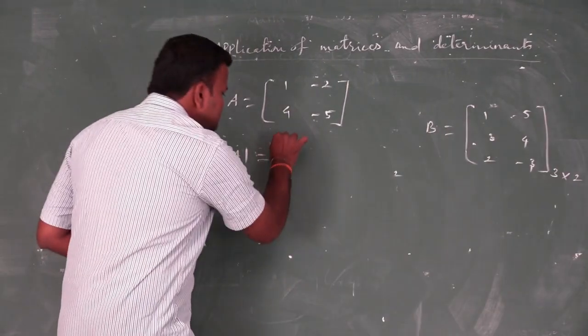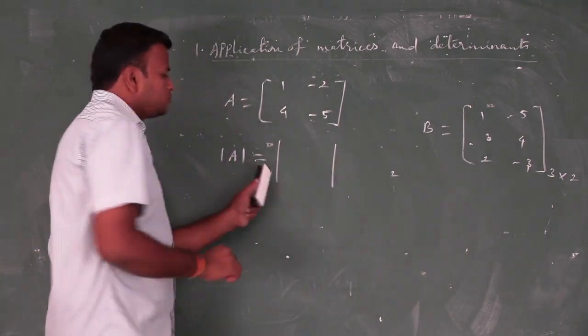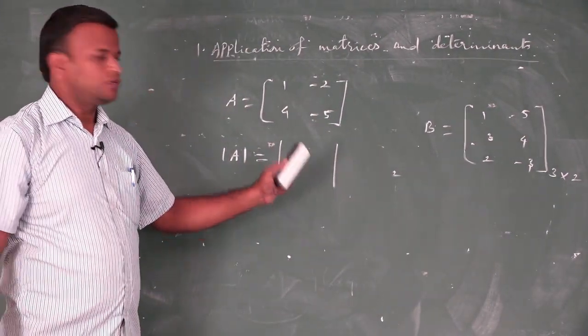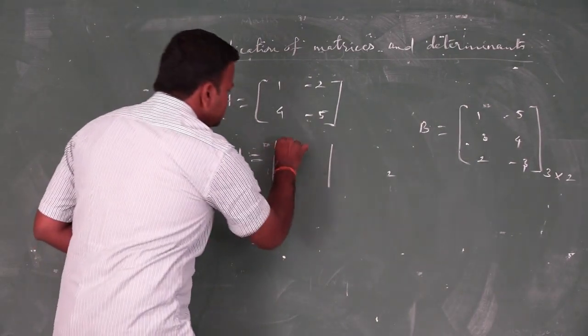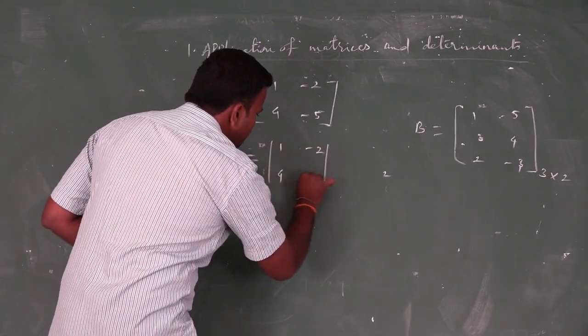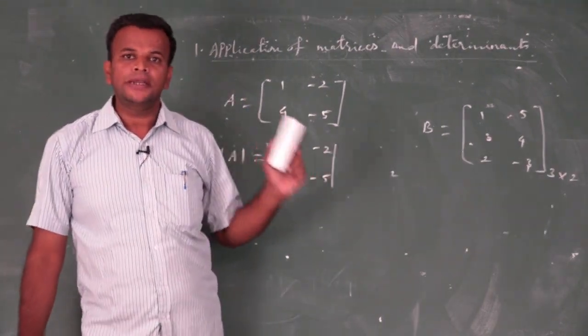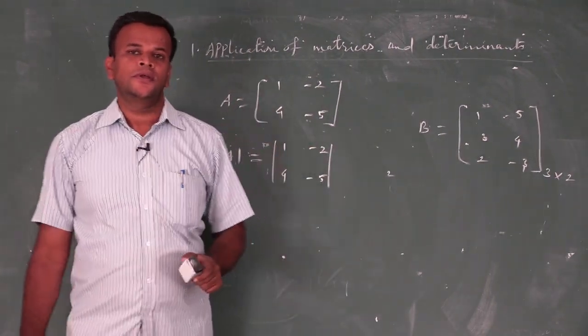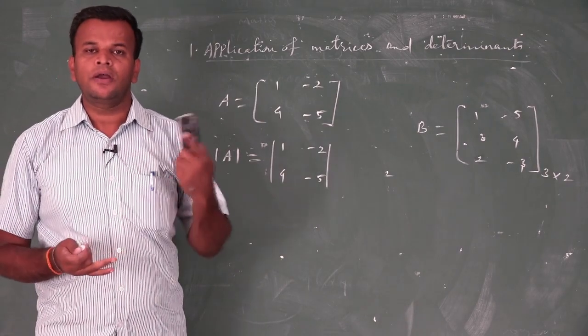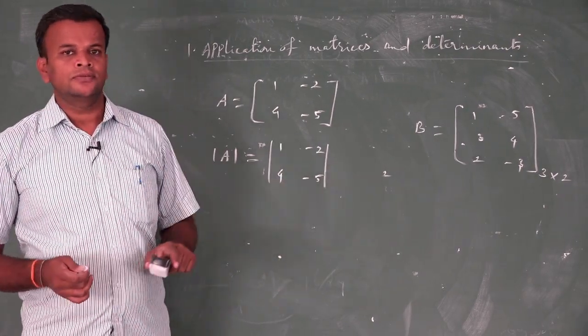And the determinant symbol, we write between 2 parallel lines. We write the same elements: 1, minus 2, 4, minus 1. A matrix has no value, but a determinant has some value. It may be positive or negative or 0.